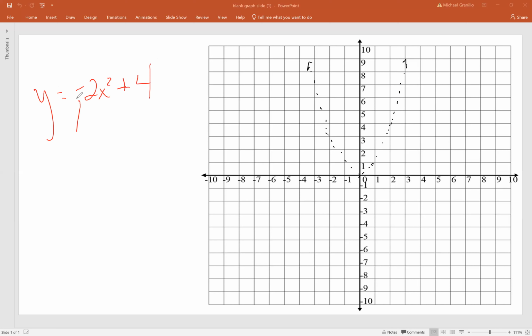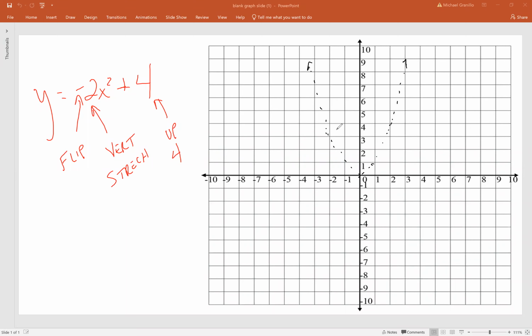We have a negative sign. What's that do? That's right, flips it. We have a 2, right? That's a vertical stretch. And we have the plus 4, which is going to move it up 4. Okay? Okay, so let's look at what each one of those does.